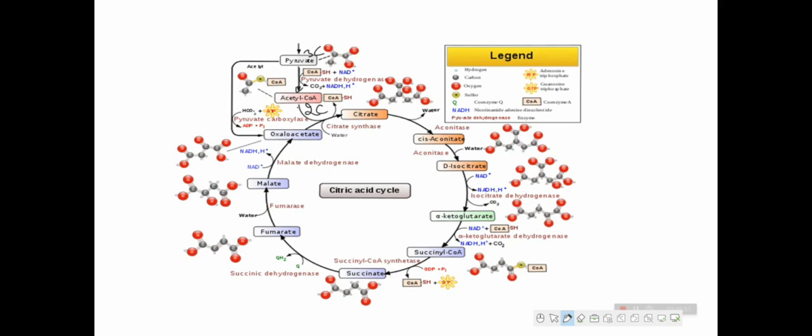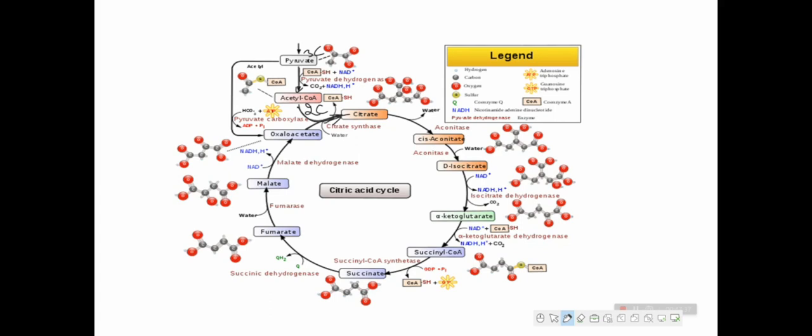This acetyl coenzyme A goes into the TCA cycle in the mitochondrial matrix and combines with oxaloacetate to form citrate. This citrate is a 6 carbon molecule. Then it is converted into cis-aconitate, then isocitrate, then alpha-ketoglutarate, then succinyl coenzyme A, then succinate, fumarate, malate, and oxaloacetate. All these steps continuously take place after the addition of acetyl coenzyme A.